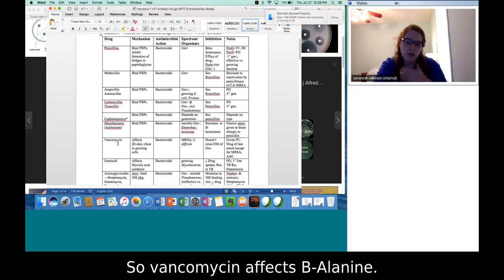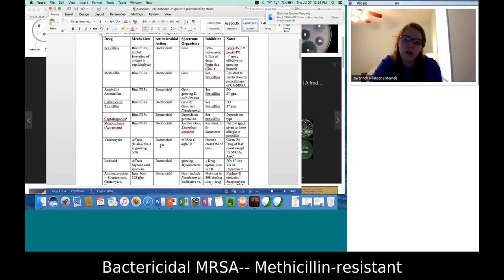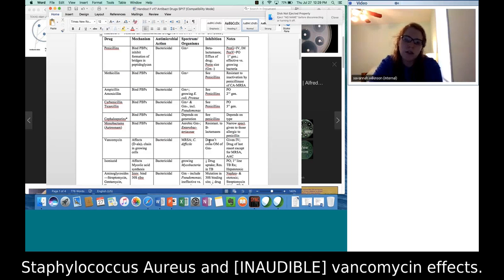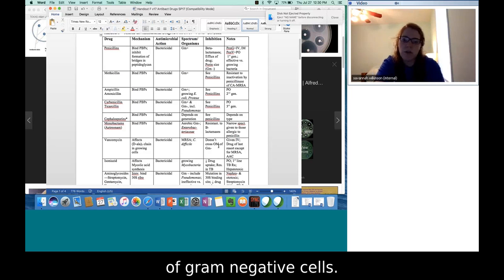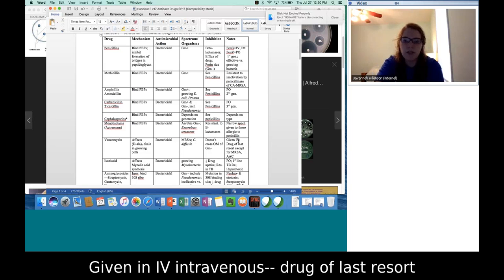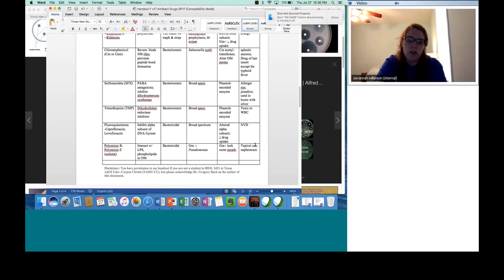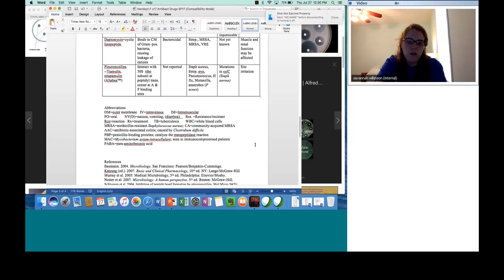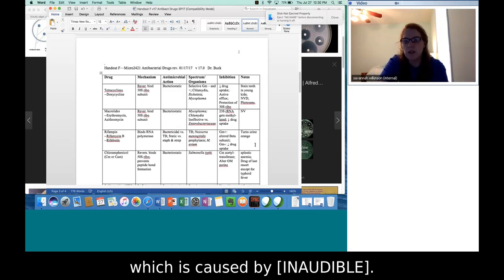So vancomycin affects the alanine. Alanine is an amino acid chain in growing cells. Bactericidal, it treats MRSA, methicillin-resistant Staphylococcus aureus, and Clostridium difficile. That's what vancomycin affects. It does not cross the outer membrane of gram-negative cells. Given IV, intravenous, drug of last resort except for MRSA and AAC. And AAC is the antibiotic-associated colitis, which is caused by Clostridium difficile.